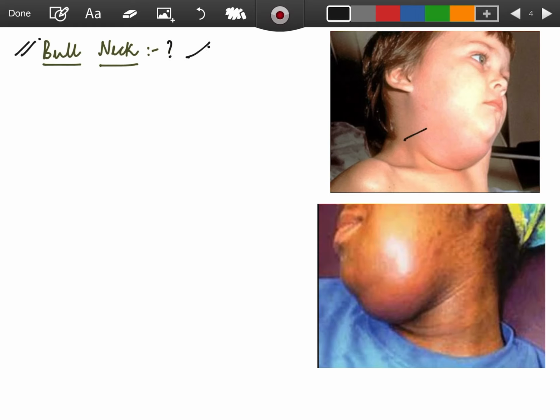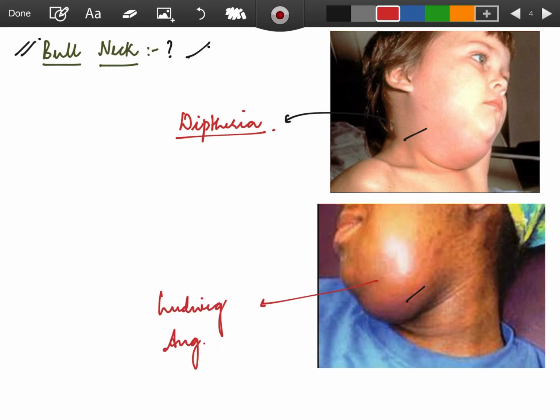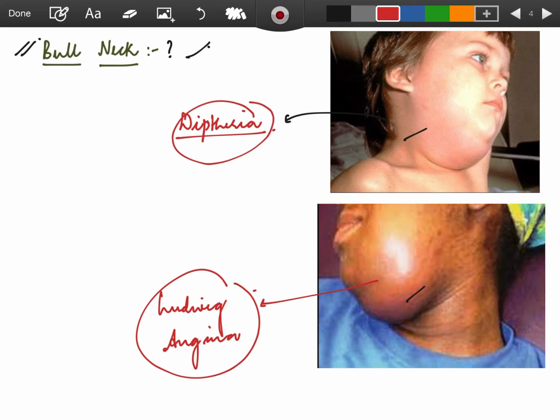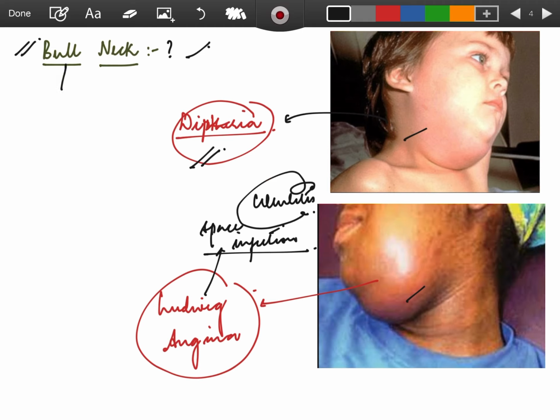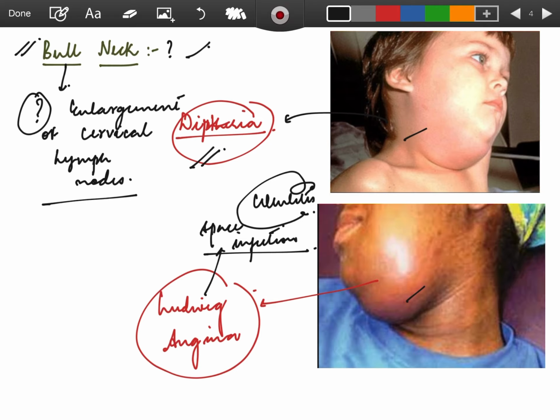So next terminology is the bull's neck. So it is seen in two diseases. So first is diphtheria, and second one is Ludwig angina. So diphtheria is an infection caused by the Corynebacterium diphtheriae, and Ludwig angina is a space infection, that is the cellulitis of the submandibular and the sublingual space. Why is there the appearance of bull's neck? Because when there is a space infection or any Corynebacterium infection, there is an enlargement of the cervical lymph nodes giving the appearance of bull's neck.